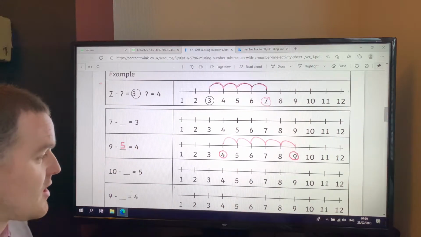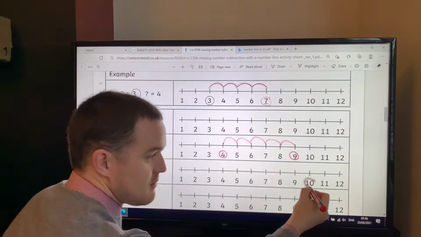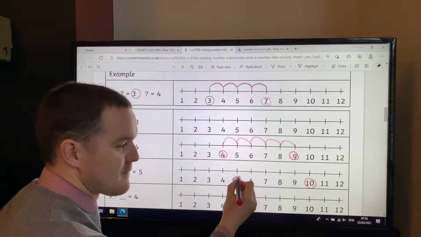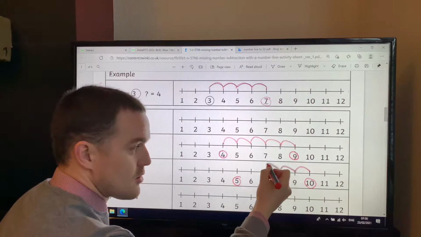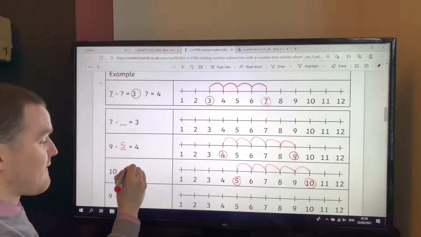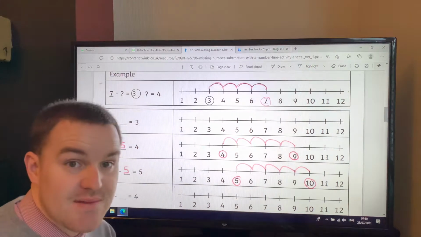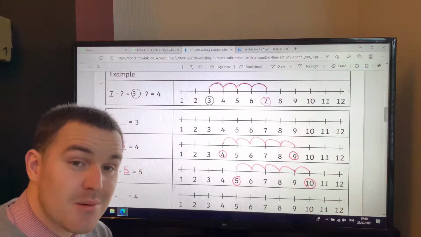Okay, try another one. We've got 10 take away something equals 5. So I've got 10. I want to get to 5. How many do I have to count back? Let's see. 1, 2, 3, 4, 5. 10 take away 5 equals 5. So there's a few of those to do. I'm not going to do too many of them. I think they should be probably quite easy for you.